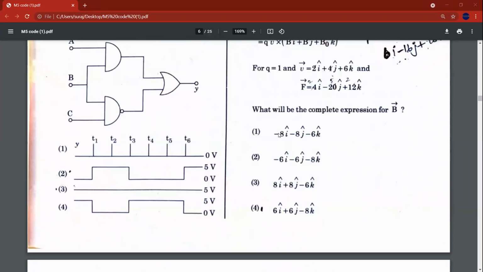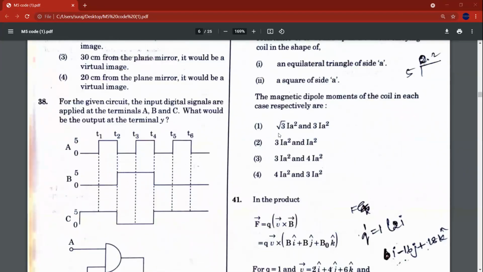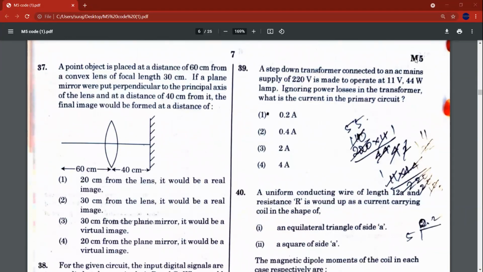Now coming to question number 39. A step down transformer is connected to an AC mains supply. Yeah, it's an easy question, directly formula based. A step down transformer connected to an AC mains supply of 220 volts is made to operate at 11 volts. So input is 220 and output is 11 volt.